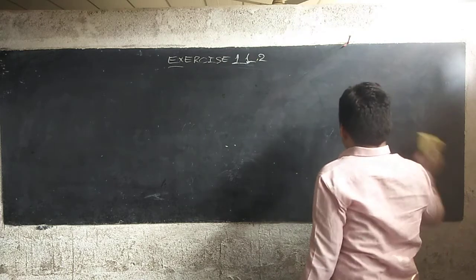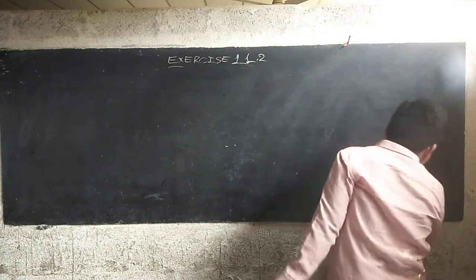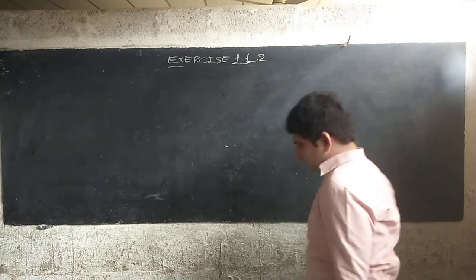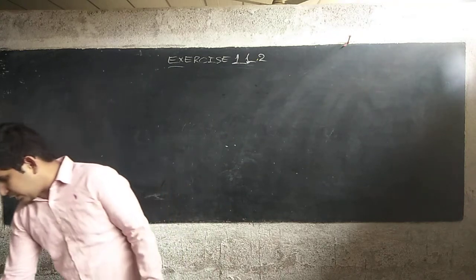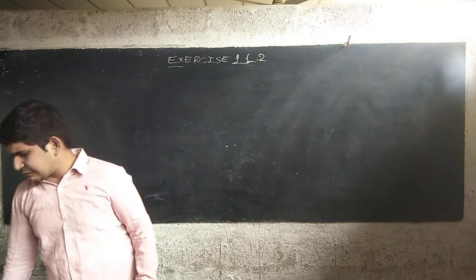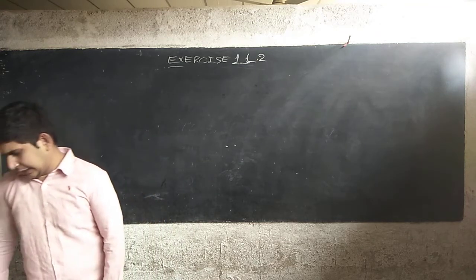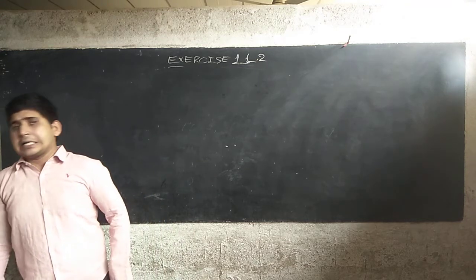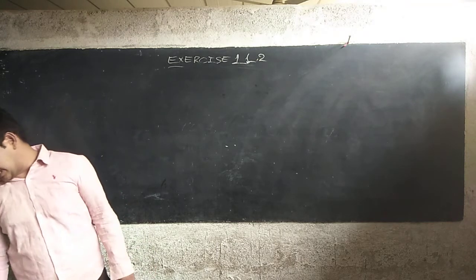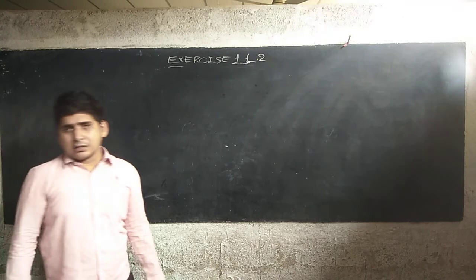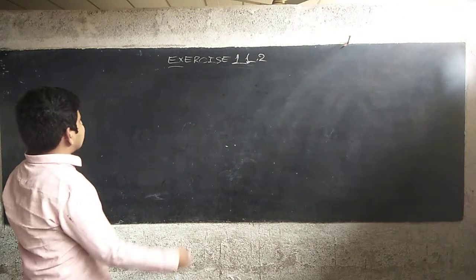Okay, now let us discuss the last problem, exercise 7.2. The seventh problem is a question: is it right to say that sin of A plus B equals sin A plus sin B? Justify your answer.